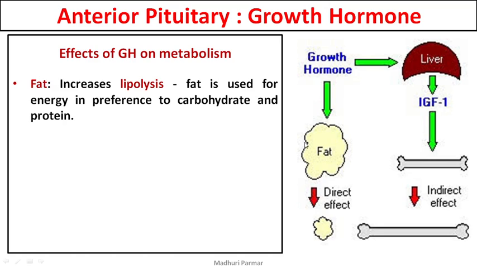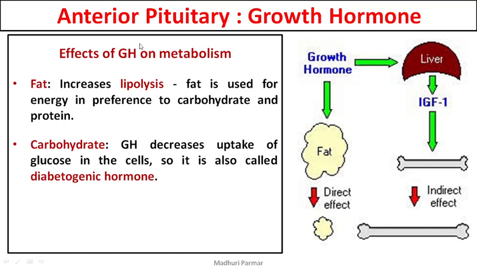So it increases lipolysis. It increases the preference of fat for energy purposes instead of carbohydrate. Normally, what do we understand? We think that carbohydrate or glucose is the preferred compound from which we should get energy, right? We should get ATP. But growth hormone does the opposite. What is it doing? It is using fat. It is telling the body to use fat for generation of ATP, and it is sparing the glucose. It is not preferring carbohydrate to be used.